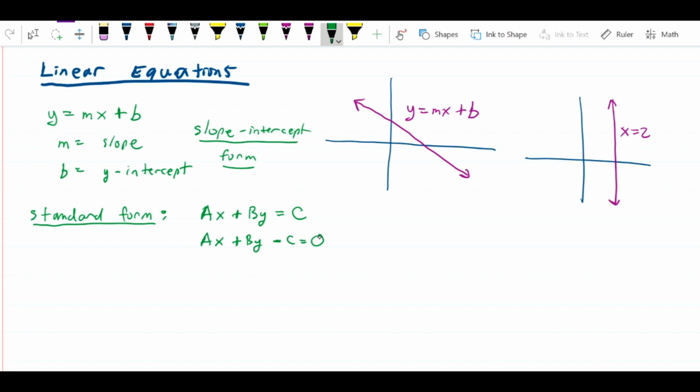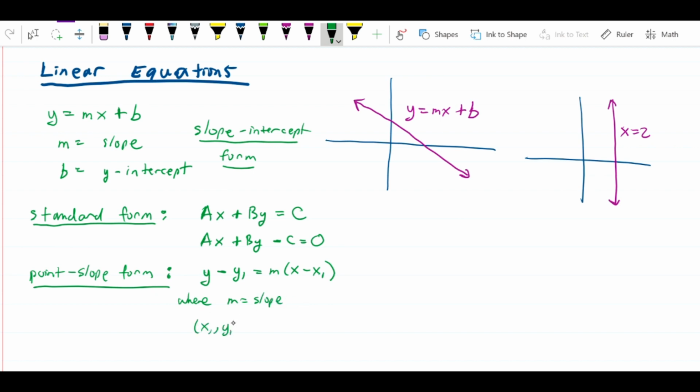The next form, which is often more useful, and you should be familiar with for this class, is called point slope form. This is y minus y1 equals m times (x minus x1), where m is the slope of the line and (x1, y1) is a point on the line. A couple of words about this. First of all, point slope form, just like slope intercept form, only works when the line is not vertical. In other words, you have to have a defined slope.